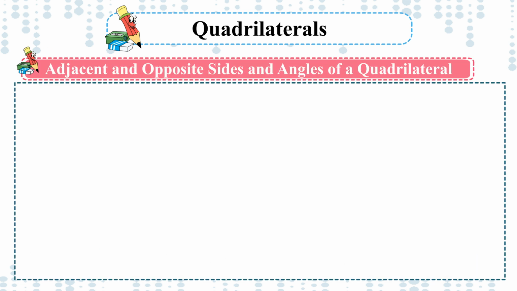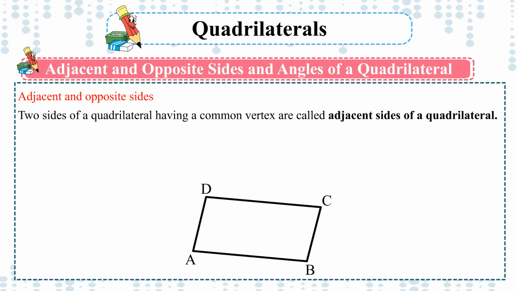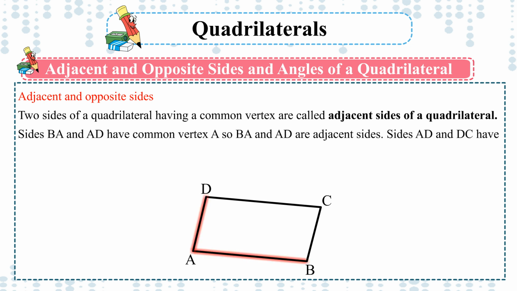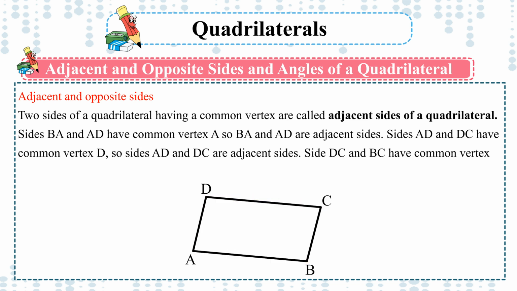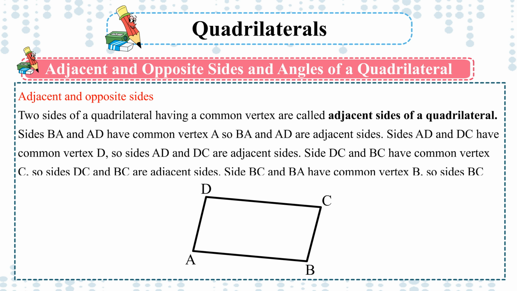Adjacent and opposite sides and angles of a quadrilateral. Adjacent and opposite sides. Two sides of a quadrilateral having a common vertex are called adjacent sides of a quadrilateral. Sides BA and AD have common vertex A, so BA and AD are adjacent sides. Sides AD and DC have common vertex D, so sides AD and DC are adjacent sides. Side DC and BC have common vertex C, so sides DC and BC are adjacent sides. Side BC and BA have common vertex B, so sides BC and BA are adjacent sides.